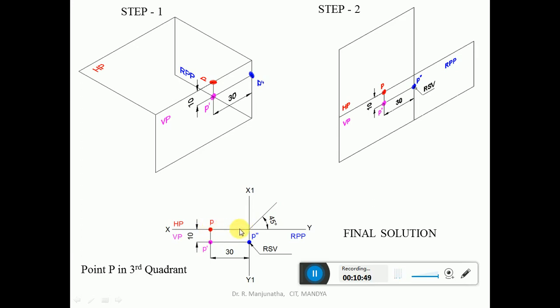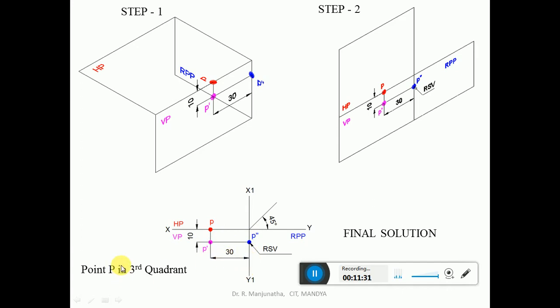So draw a 45-degree line adjacent to HP and project the top view point onto the 45-degree line where it comes and meets at the origin. Then from there you draw a vertical projector down where you have P dash. On that line you are going to get this P double dash. Since the image is on the right profile plane, obviously it should be the right side view in third quadrant. So you mark this point P double dash. Then show the dimension of 10 mm below HP here and 30 mm behind RPP, which is here. So this is the dimension.